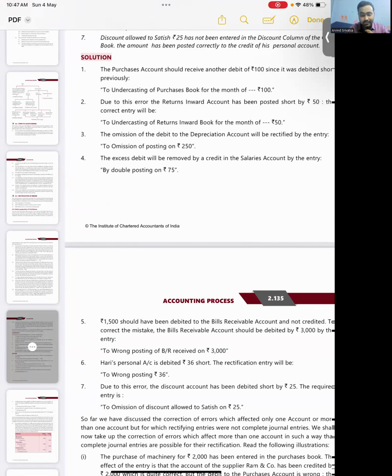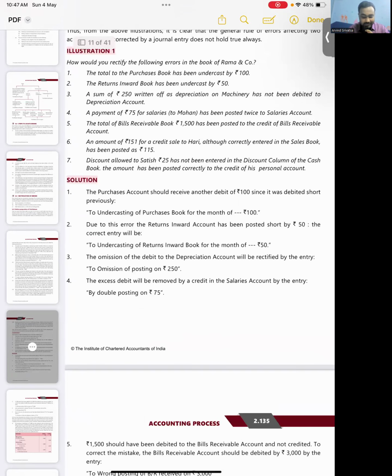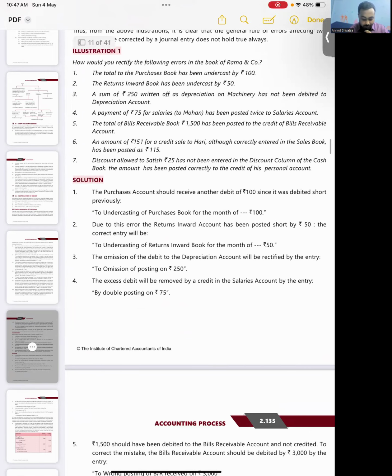So again, as I told you here, guys, in this question, they are not giving you the rectification entry. They're just asking you how would you rectify the following errors. But I just wanted to take this question as a reference and explain to you how we crack the questions. So I hope you understood this.